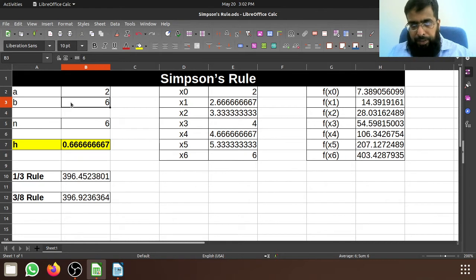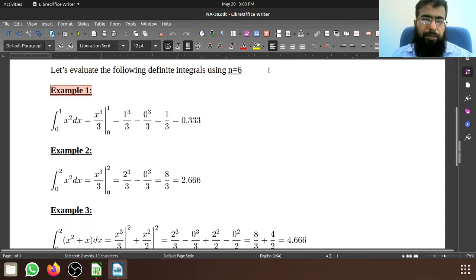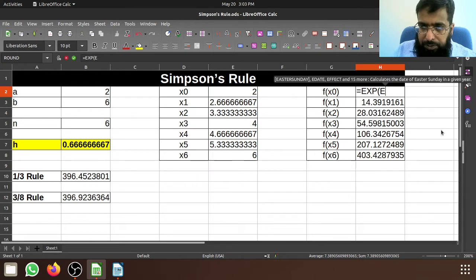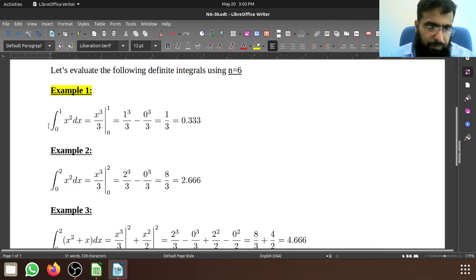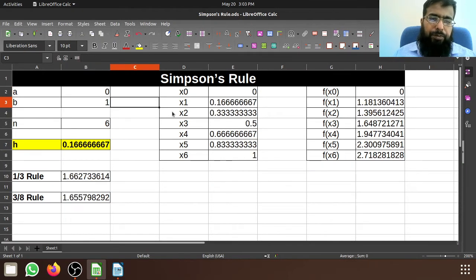And then we are asked to compute f of x0, and that would depend on the actual f of x we are dealing with. Suppose we deal with the first example, number 1. For this example, f of x is x squared. Right, so we should have this written as x squared. Right now it is exponential. Okay, let's change it: x0 raised to the power 2. That is this. Right, and the limits are from 0 to 1.